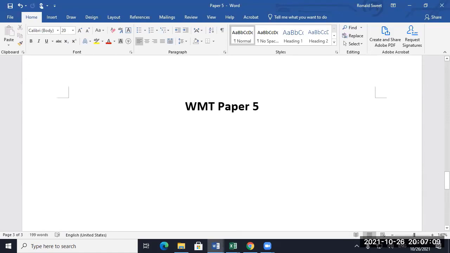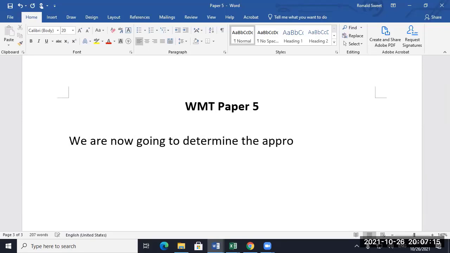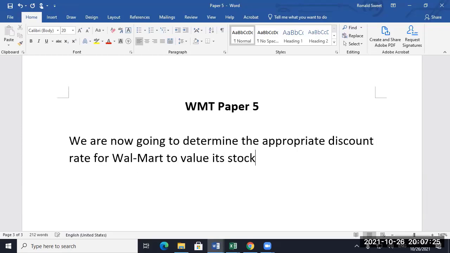So we are now going to determine the appropriate discount rate for Walmart to value the stock. Right, so some quick introduction, that's fine. All right, so some students have asked about this.